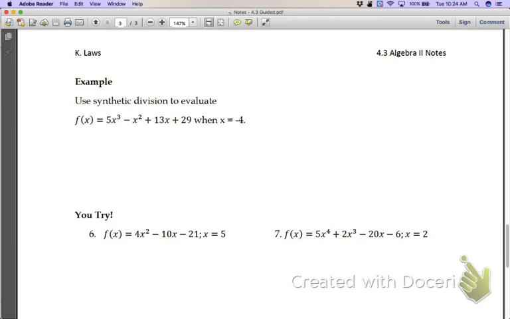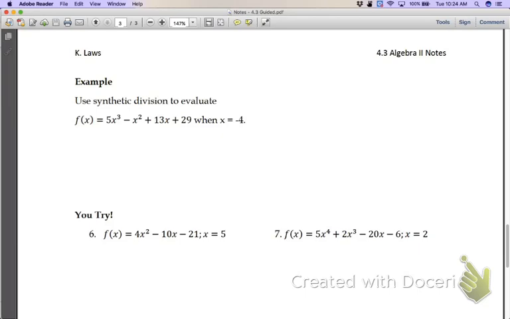So if you have 5x to the third minus x squared plus 13x plus 29, and it said to evaluate it for when x is negative 4. So they give us negative 4. Basically what this does, it gives you another option to plugging and chugging.